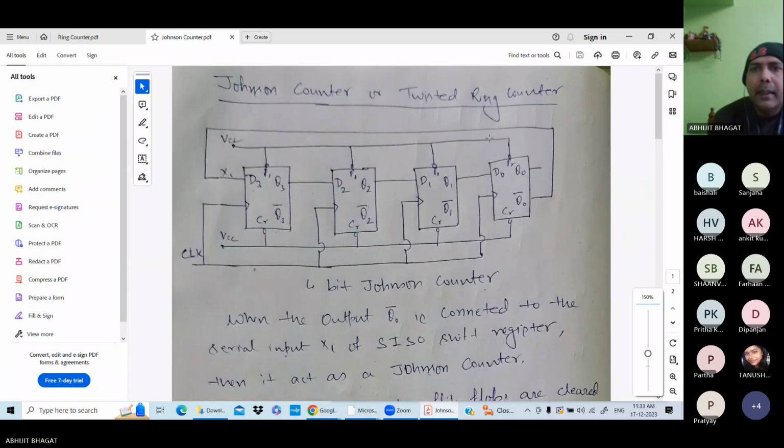Okay, now the diagram is same, the explanation is same. You can see this is CR, and preset and clear terminals. For normal operation it is connected to VCC. Before that, whatever the initial value of output is decided by this clear terminal, which is set to 0 or ground.